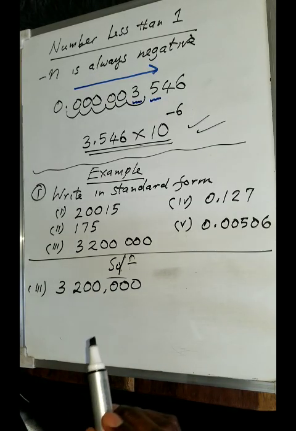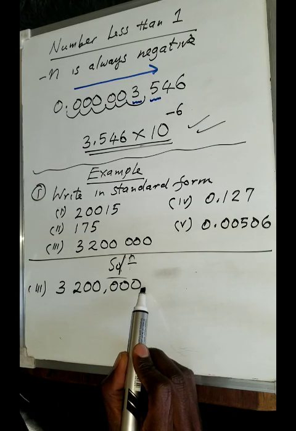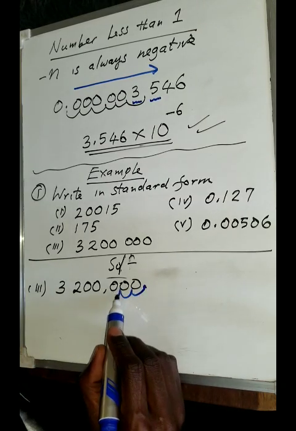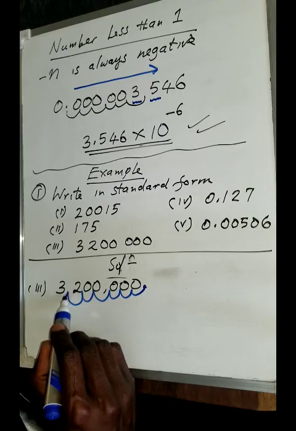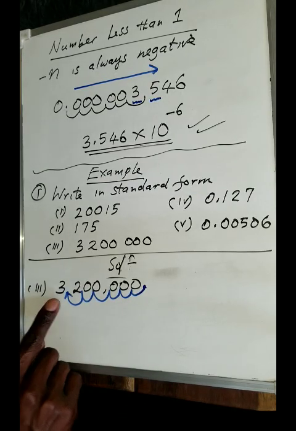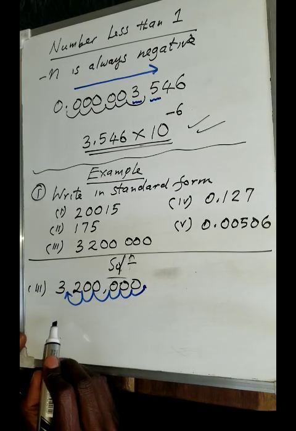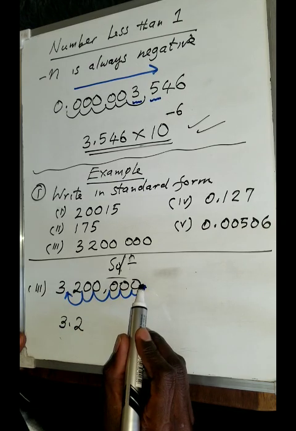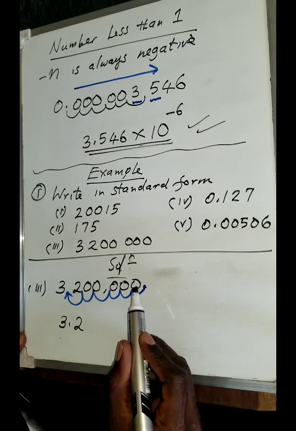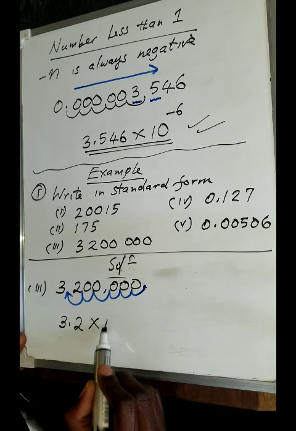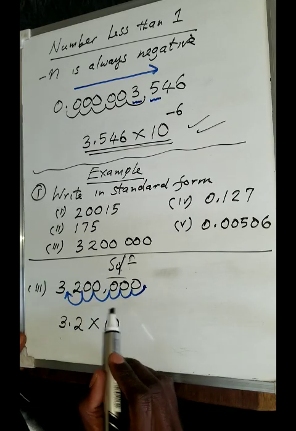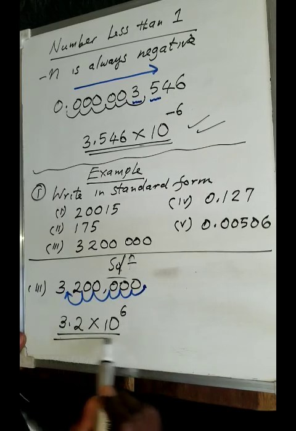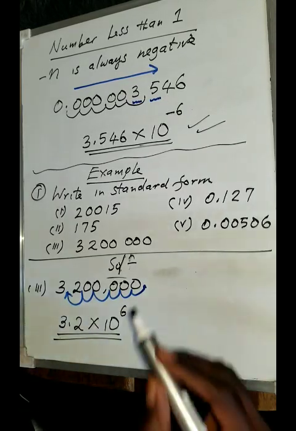Again, if you look at this one, the decimal point is at the far end there. So we'll move it again. We'll move it 1, 2, 3, 4, 5, 6. This is where it is going to be between the first digit and the second digit. So it will be 3.2. I can ignore the zeros because they're at the end. Don't worry, we'll talk about them later on. Multiply by 10 raised to the power. How many times have I moved this? I've actually moved it 6 times. So remember, that is going to be a positive.